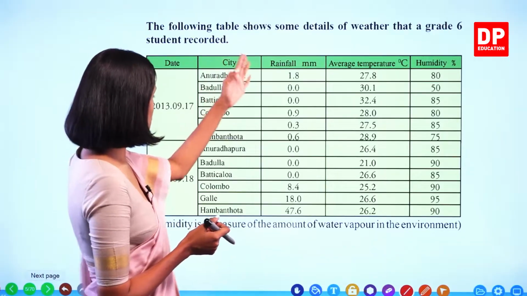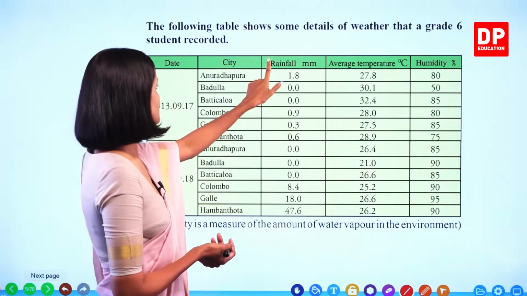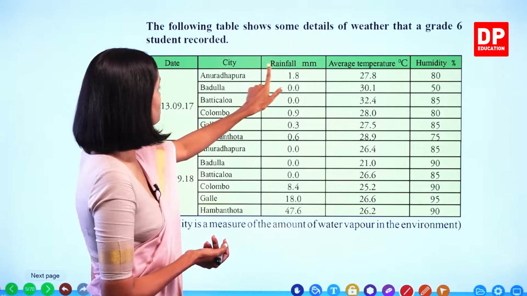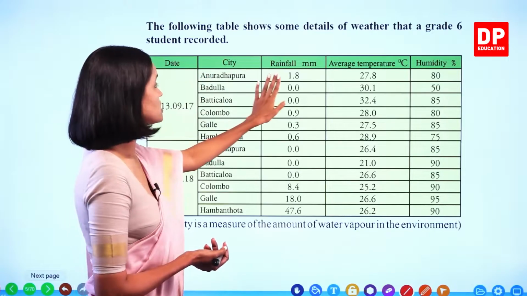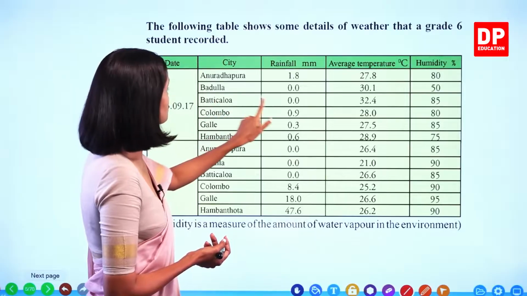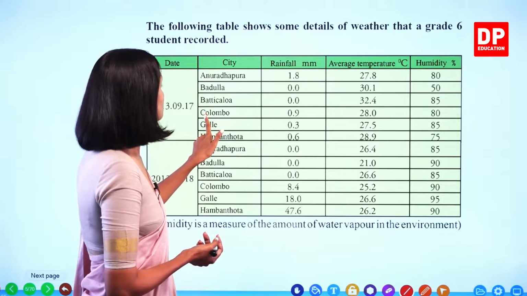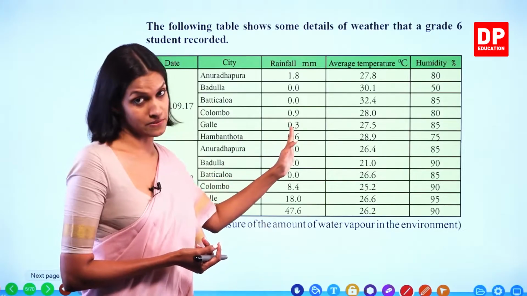Right, let's go through this list. Look at the first date, right? The rainfall, Anuradhapura 1.8 millimeters and Badulla and Batticaloa 0.0, which means there's no rainfall at all. Colombo 0.9, Galle 0.3 millimeters and Hambantota 0.6 millimeters.